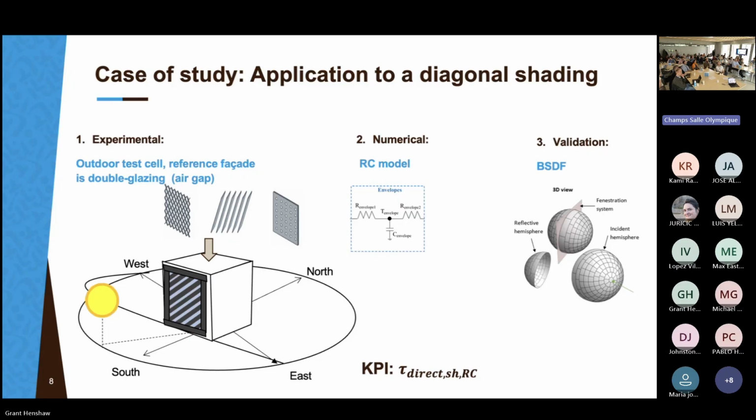So quickly, in Radiance, you have here the fenestration system, this is the incident hemisphere, and this is the reflective hemisphere. You send rays numerically, and then you can calculate the BSDF, the bidirectional scattering distribution function, where you have the distribution of your transmittance on each patch. And it's a function of incidence angle and also local azimuth.